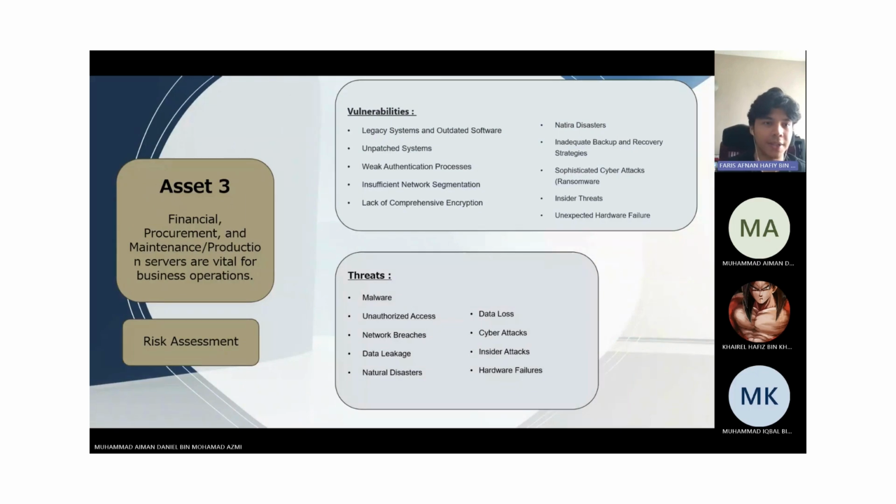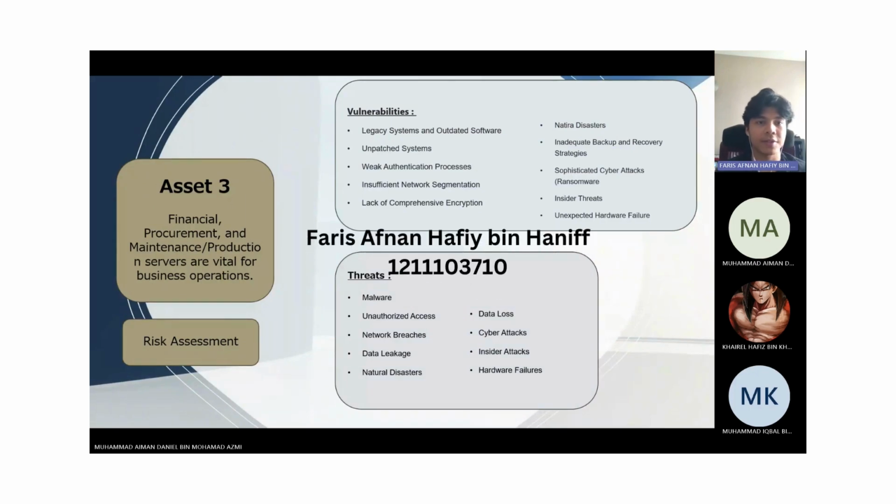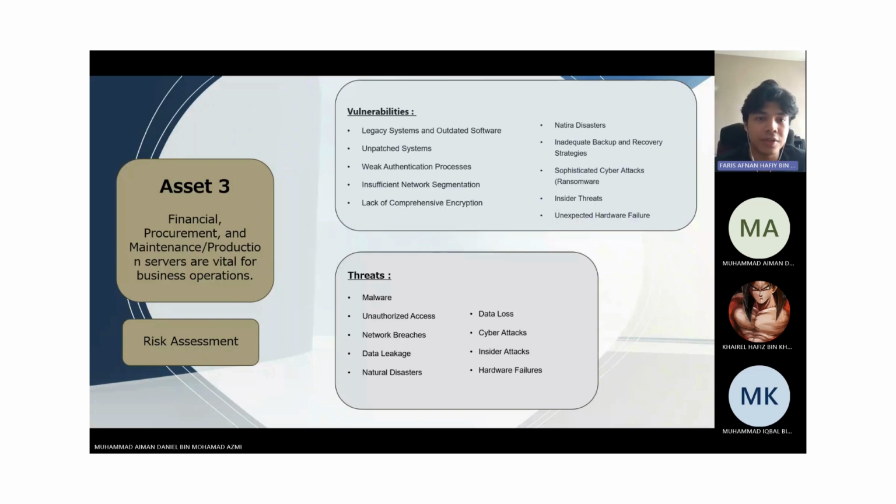Thank you, Mr. Iqbal. Let's move on with the risk assessment for asset number 3, which is the financial, procurement, and maintenance of production servers. These systems are crucial to the effective operation of your core business areas. Any compromise in their availability or integrity could severely impact the company's ability to operate efficiently.